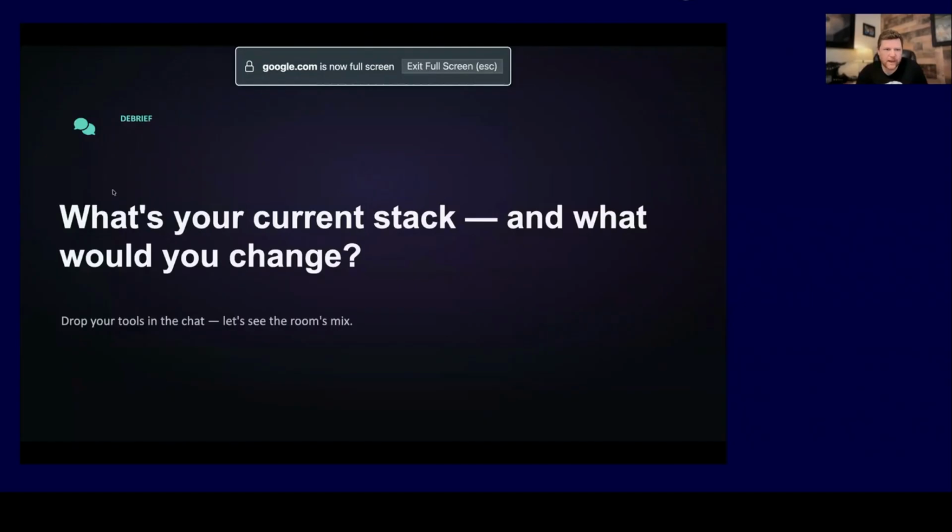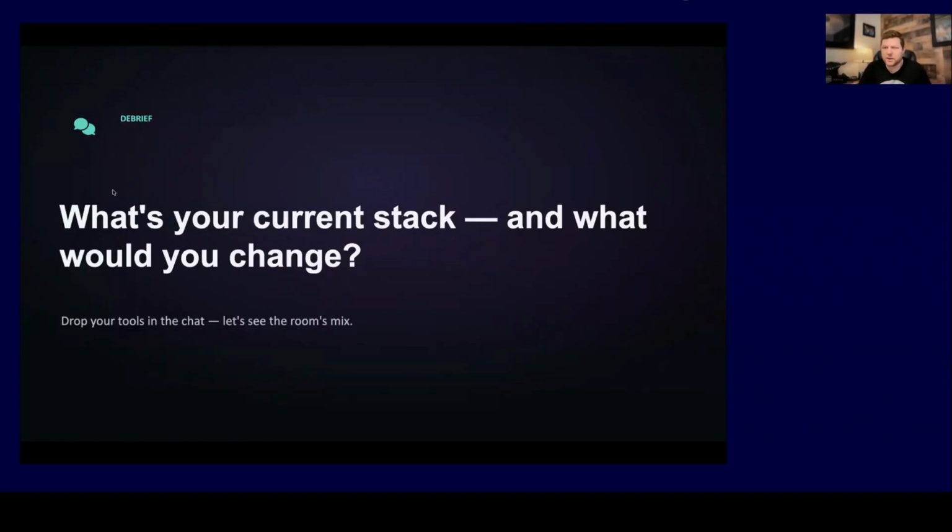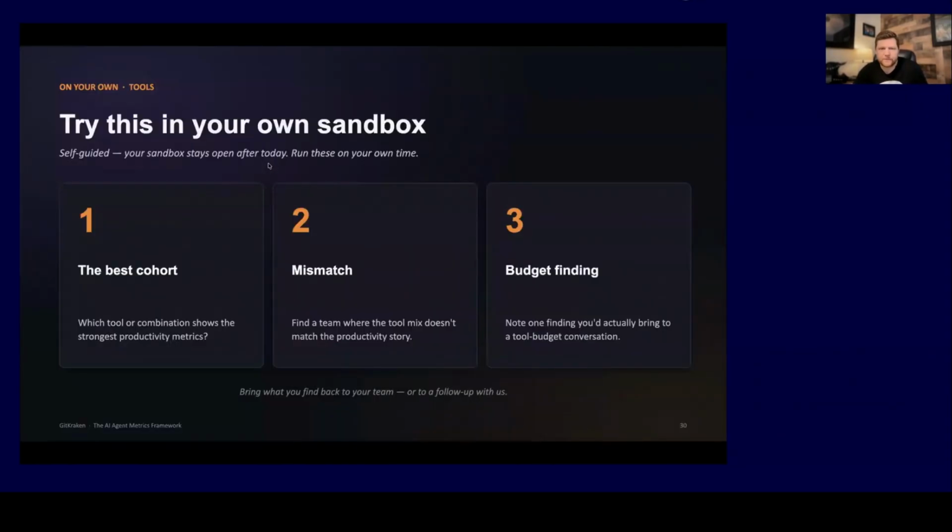All right, so last scenario, but before we get to that, I'd love to know what's your current stack. I think Stacia shared a little bit about what her team is using and what they're using those different tools for. Drop in the chat. Let us know what tools you are using. What's your mix? Would love to hear and see what folks are using.